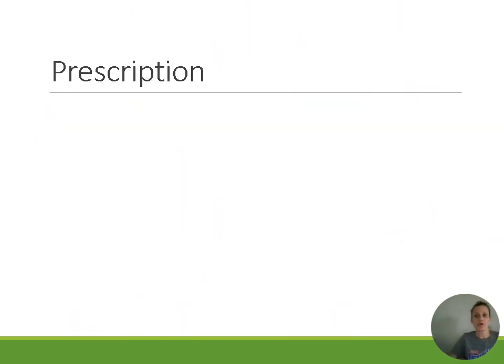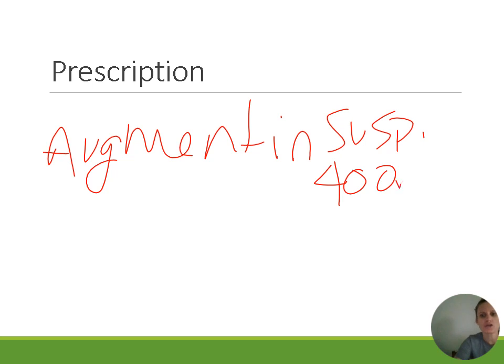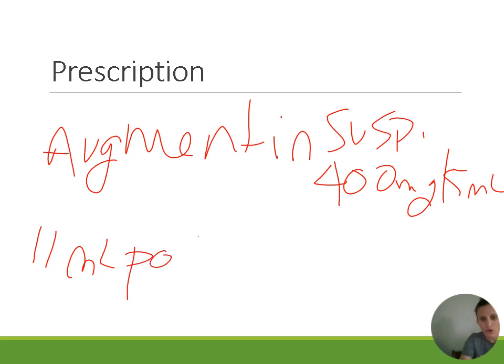So let's write our prescription. Again, all of the patient's information and the date, all of your information should be on there. And then we are writing for Augmentin suspension, 400 milligrams per 5 mLs. The patient is going to do 11 mLs by mouth twice a day times 10 days.